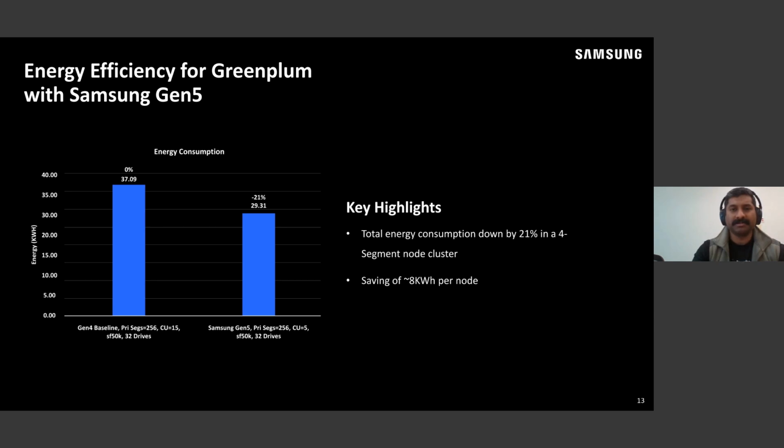So right now, I think these tests are done with 4 terabyte drives, but you also have 7.6 and 15.3 terabyte drives. All are having very, very similar performance numbers and power numbers. So I don't see any performance hits if you change the capacity of the drives. There is a price difference on the size of the drives. But yeah, the price is definitely a difference.